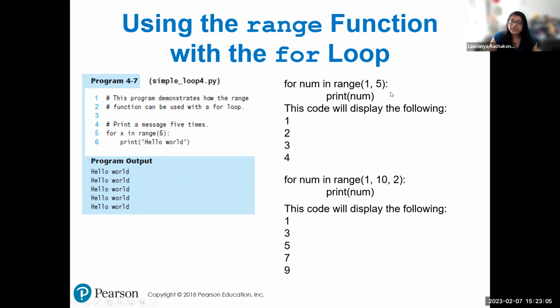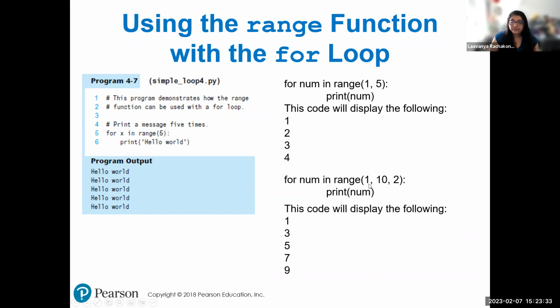Same thing, here is an example with 2 arguments. The first is the starting limit. The second argument is your ending limit. So what are the possible values from this function? For the range function, you will see the numbers 1, 2, 3, and 4, right? Because the second limit is not included. So when you have print num, the code will display 1, 2, 3, 4 as your output.